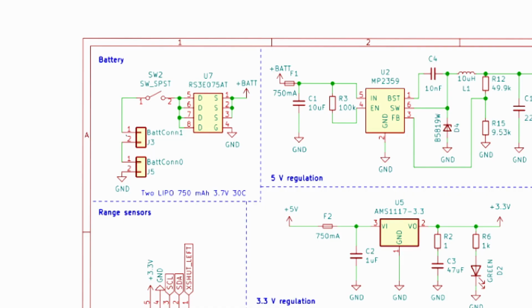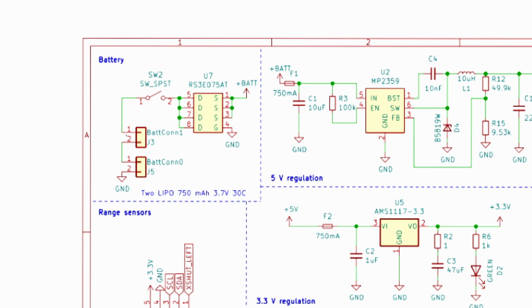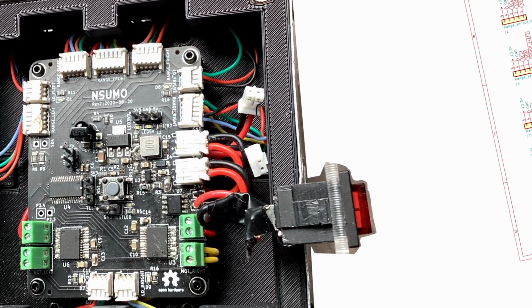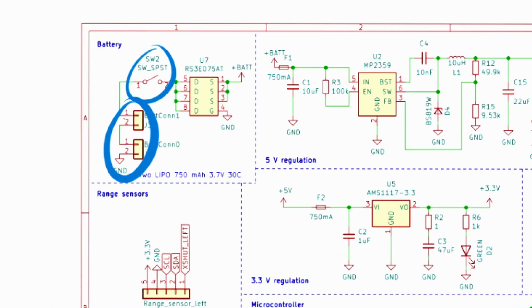There is a bunch of components that need power, and I only have one power source, the two single cell LiPo batteries, which gives me a voltage of 7.4. Okay, so these two batteries hook into two battery connectors. It's these connectors right here.